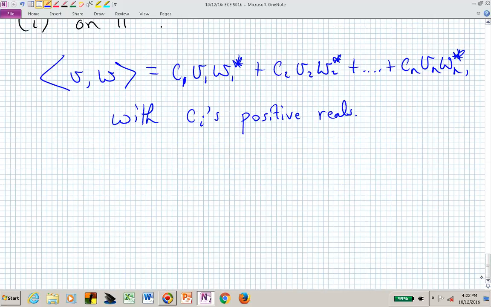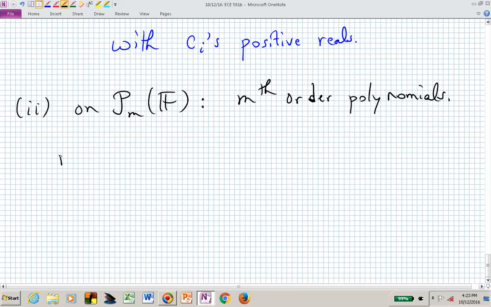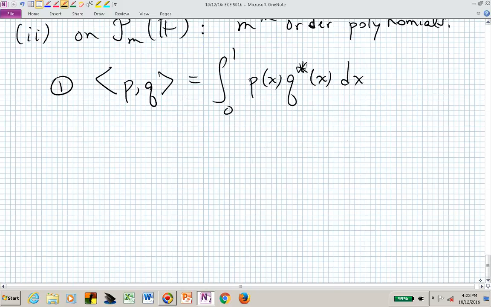Let's look at some more interesting vector spaces. Let's say that we now wanted to look at an inner product on this mth order polynomial vector space. One such inner product, let's say, is the bracket p comma q, where p and q are both vectors in this mth order polynomial vector space. We could take the integral from 0 to 1 of p of x times the complex conjugate of q of x dx. That now satisfies the properties of our inner product rule.